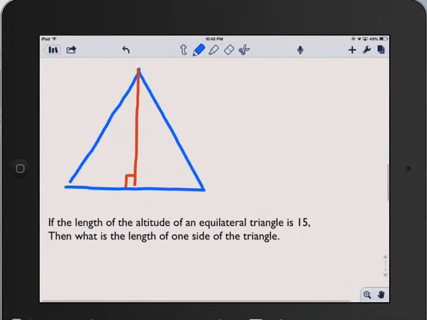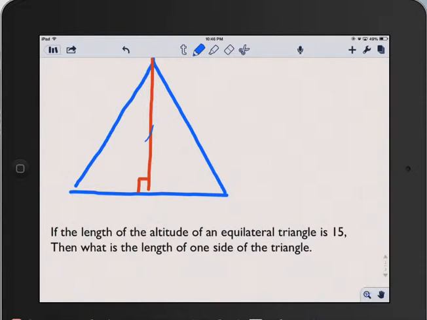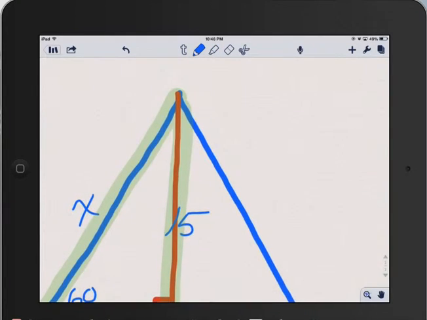And one more problem. If the length of the altitude of an equilateral triangle is equal to 15, then what is the length of one side of the triangle? So I've already drawn in the altitude for the triangle. If that is equal to 15, then we want to solve for x, one of the sides of the equilateral triangle. By drawing an altitude for an equilateral triangle, we're forming two side-by-side 30-60-90 triangles, this angle being 60 and the angle at top being bisected to give you a couple of 30-degree angles.